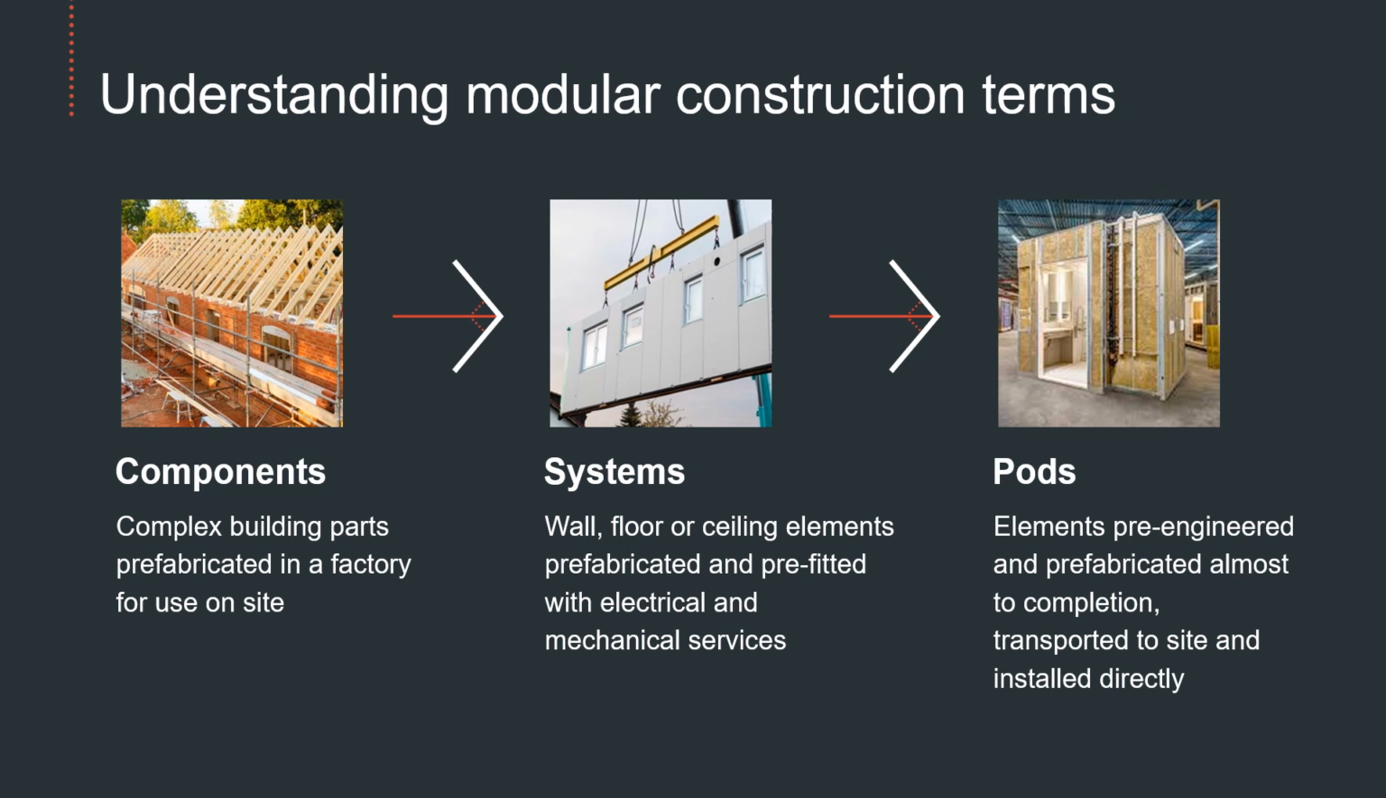Systems are wall, floor or ceiling elements prefabricated in a factory for use on site. They are often pre-fitted with electrical and mechanical services. Pods are pre-engineered and prefabricated almost to completion for transportation to site and installation directly into an existing structure. For example, bathrooms in hotels.